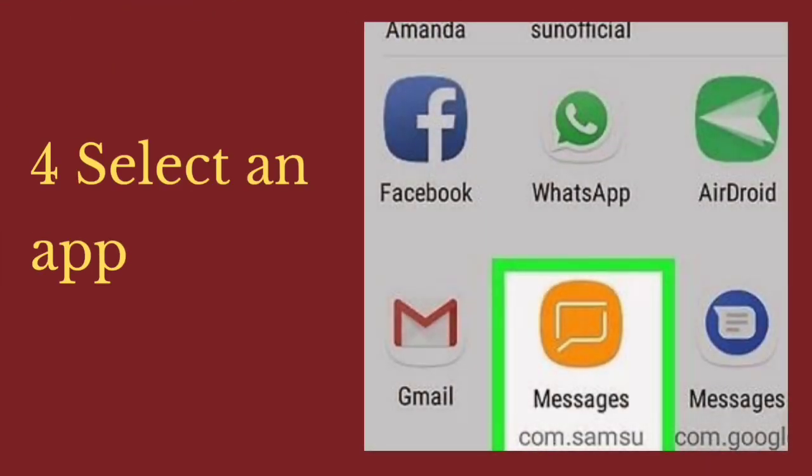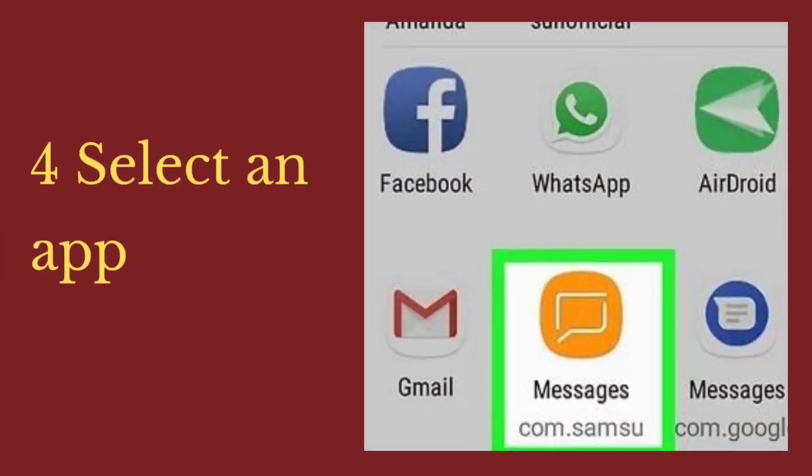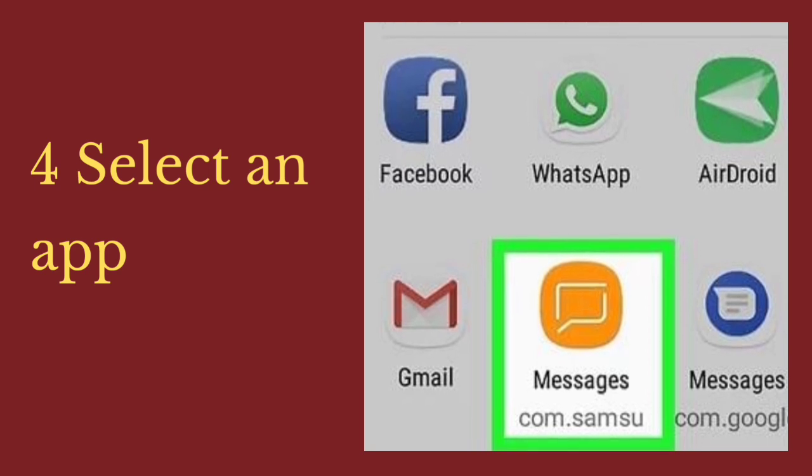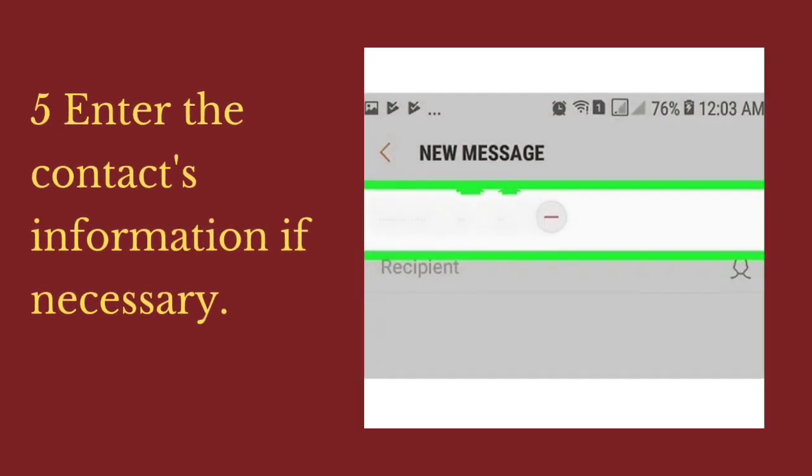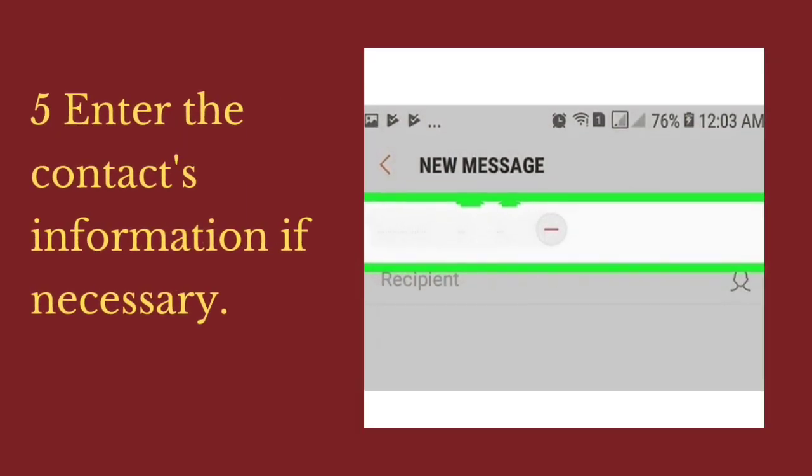4. Select an app. Tap the app you want to use to share the link. This will open the app with your link in the Share field. 5. Enter the contact information if necessary.